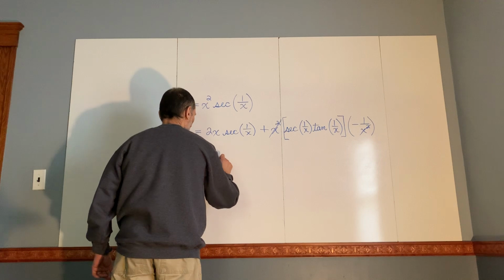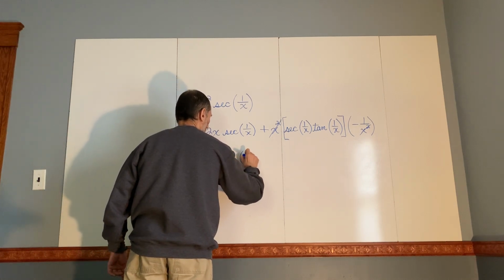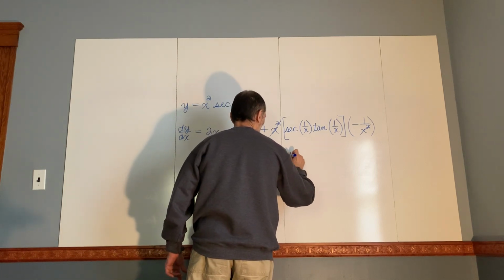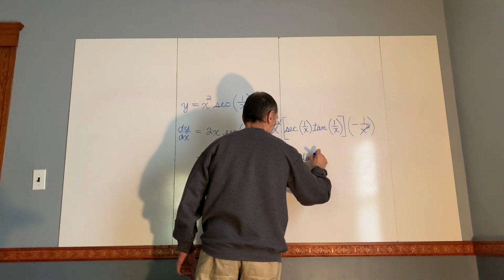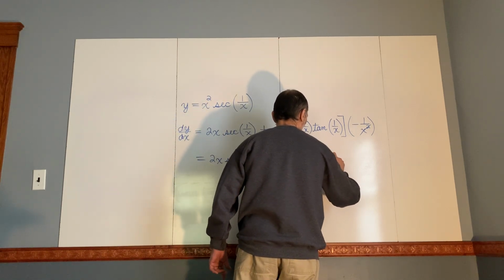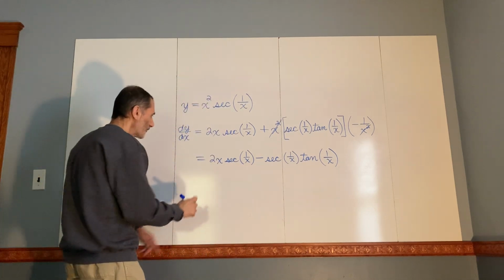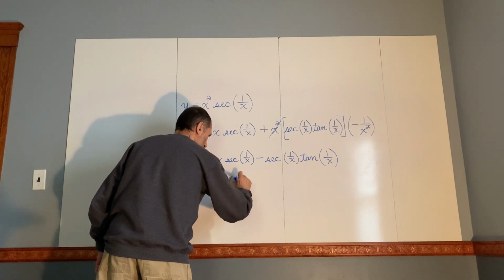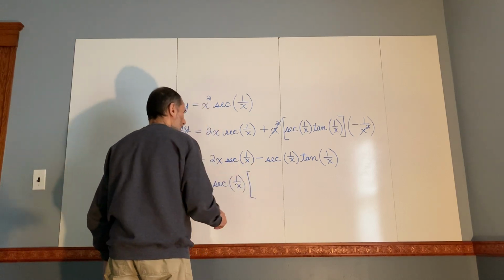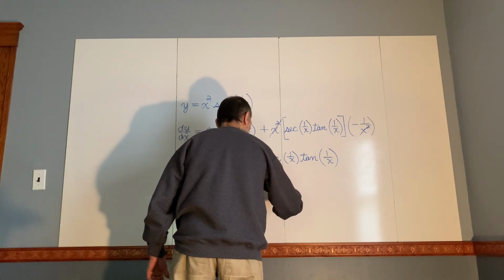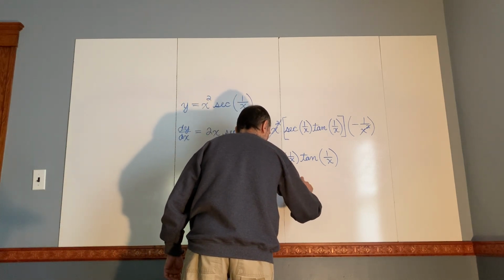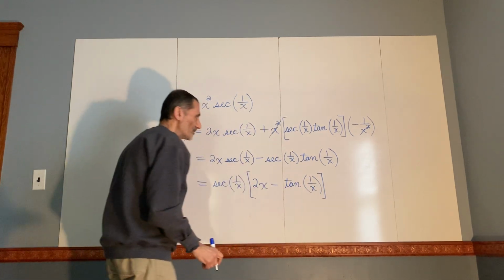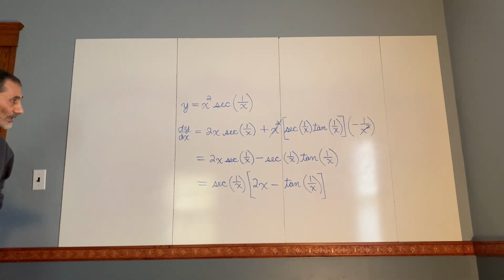Now we have 2x secant 1 over x minus secant 1 over x tangent 1 over x. If you wanted to, you could factor out the secant of 1 over x. And then you'd have 2x minus tangent 1 over x. Not essential, but always good practice to do your factoring.